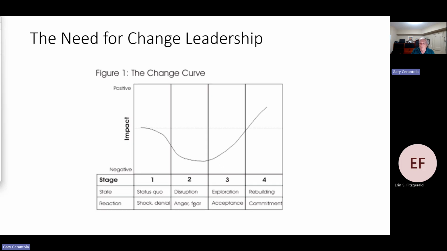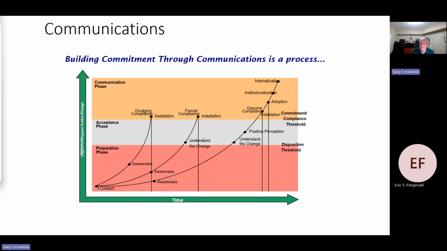It's almost a fear or anger piece. And then you start exploring and accepting, and then here you're rebuilding. But what you're doing then is reinstitutionalizing what's going on. And that's where this piece comes in, is that it takes a long time. And if you don't do it right, you're going to get compliance, and then it'll stop. A lot of projects just drop off the mark, drop off the schedule.